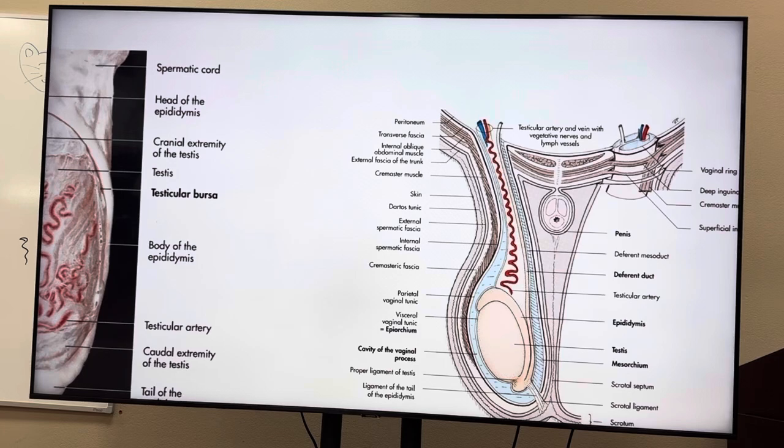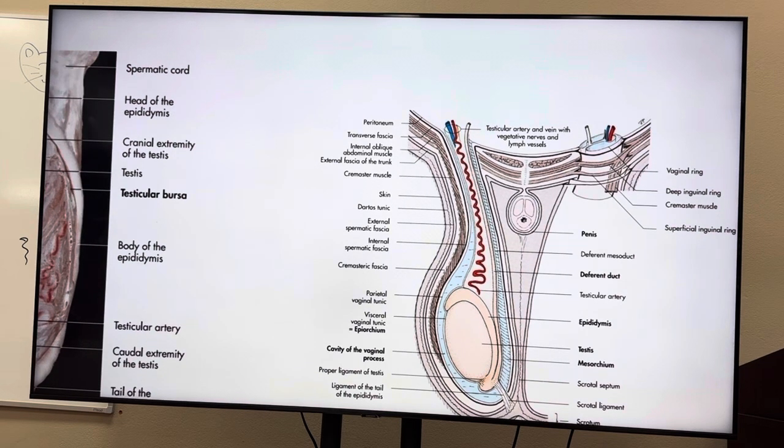So we have deep and superficial inguinal canal. Do we still remember what forms those structures? Superficial inguinal canal, external abdominal oblique muscle. Deep inguinal canal is internal abdominal oblique and transverse abdominis. So the cremaster muscle is an extension of the internal abdominal oblique.